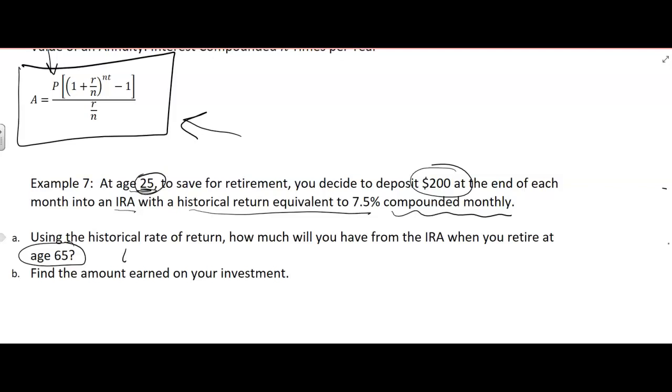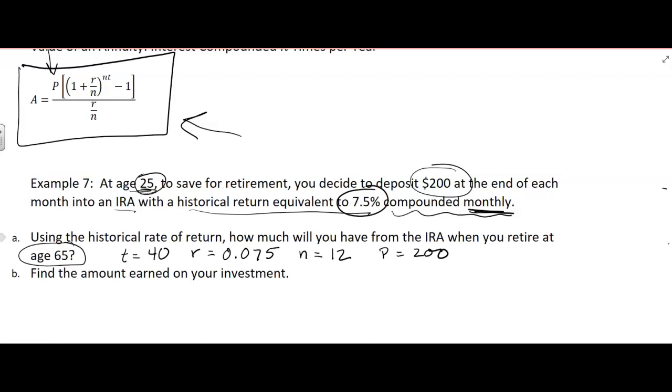So my T is going to be 40. My rate of return, okay, so that comes from the percentage, 0.075. We have to write it as a decimal. N comes from the compounding. We're compounding monthly, so N is 12. And then how much are we putting in? The P is $200. That's what we're putting in.